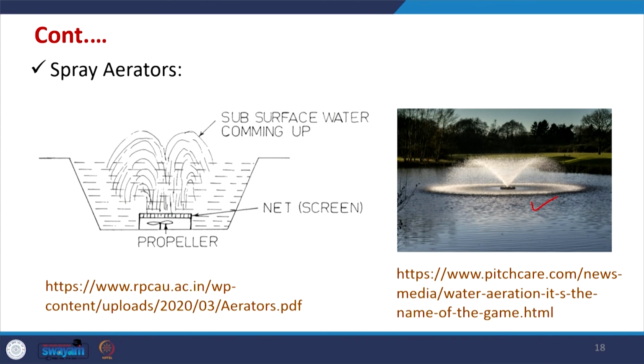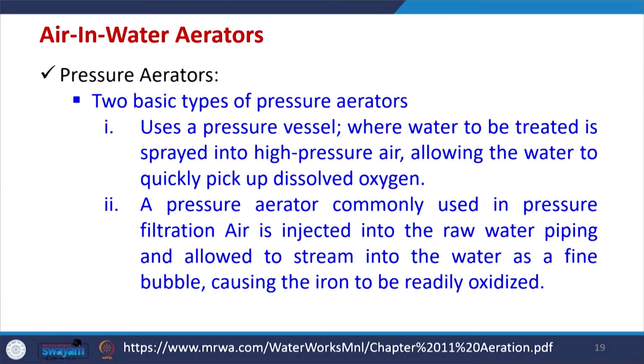Going further, there is another air-in-water type of aerator. There are two basic types of pressure aerators. One uses a pressure vessel where the water to be treated is sprayed into high pressure air, allowing the water to quickly pick up dissolved oxygen. So we are using a pressure vessel type of system where water to be treated is sprayed into high pressure air. A pressure aerator is commonly used in pressure filtration.